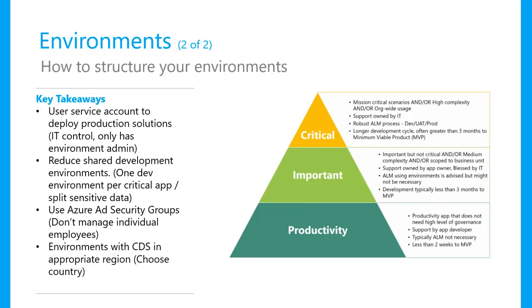The next tier up is the important apps. So the important but non-critical, i.e. their medium complexity or their scope is to a particular business unit. The support of this is by the app owner, but they're supported by the IT department as well. So that falls under that shared deployment process that we were looking at before. We're using environments to advise, but might not necessarily need stringent approaches. And the development typically takes less than 3 months to get to that MVP point of view.